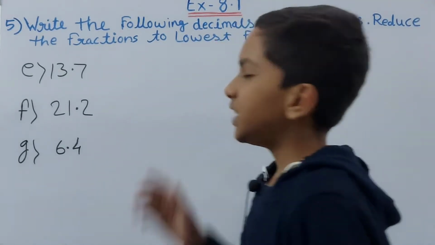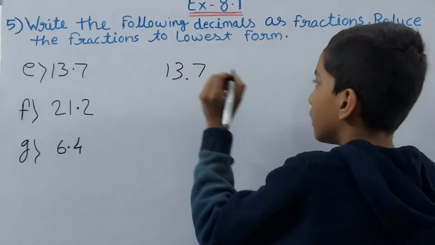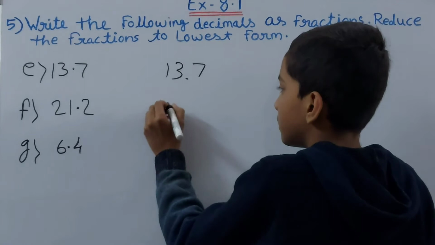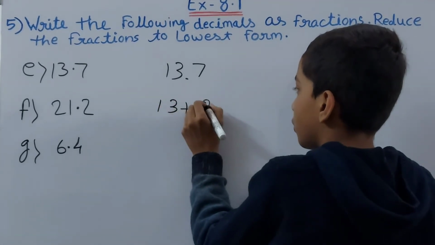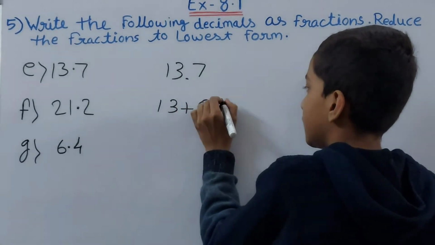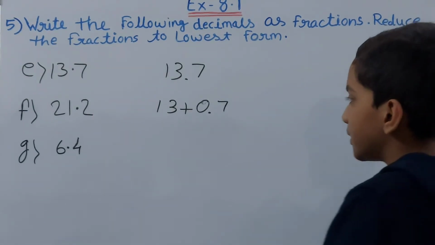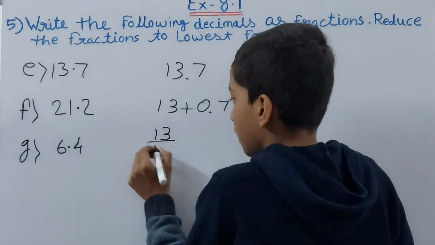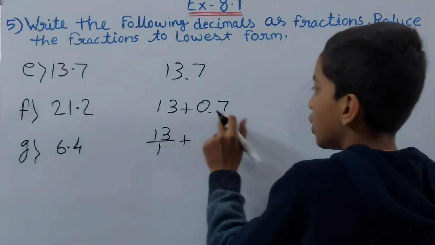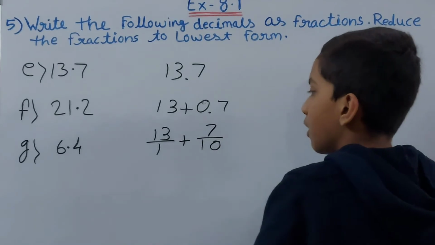So this is 13.7. The same we have to do over here. First let's break this. So that becomes 13 plus 0 point and a 7. So this becomes 13 plus 0.7. So let's assume this 13 in a fraction form as 13 upon 1 plus, so this 0.7 then becomes 7 upon 10 in a fraction.